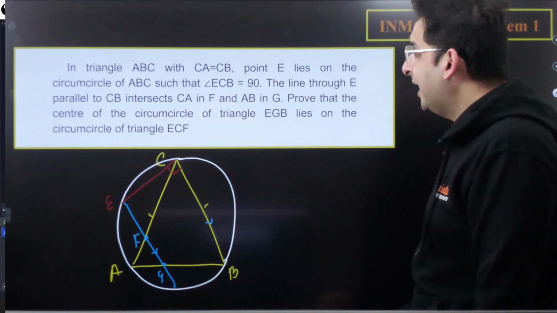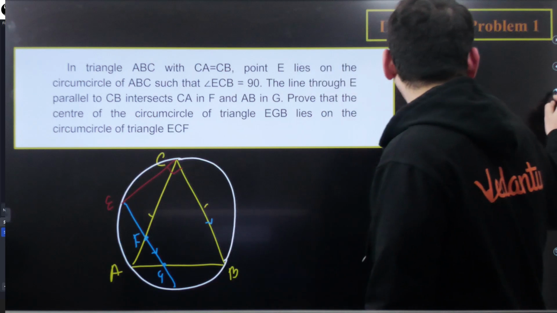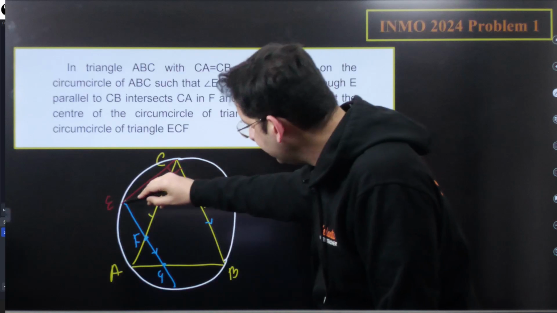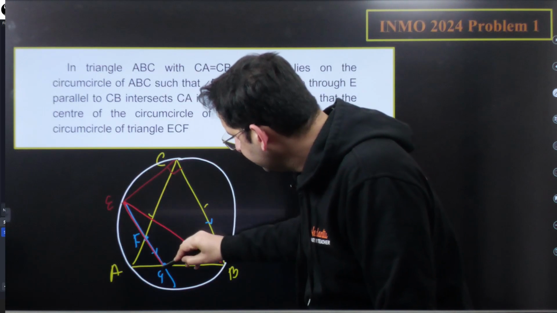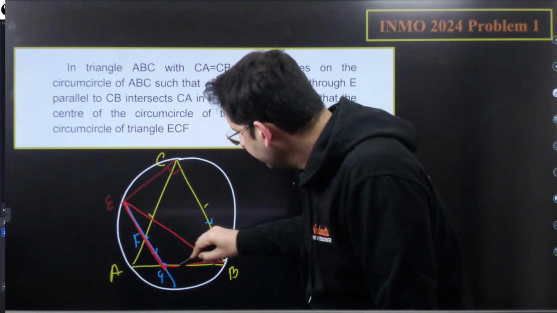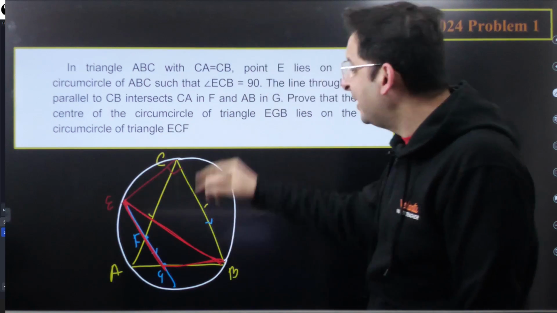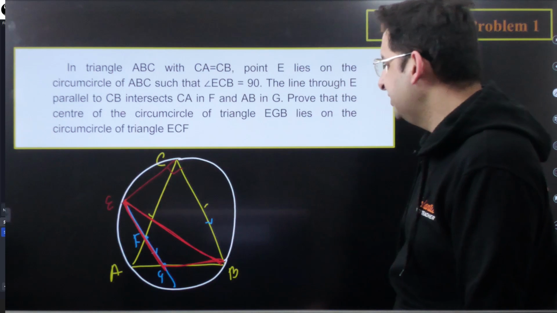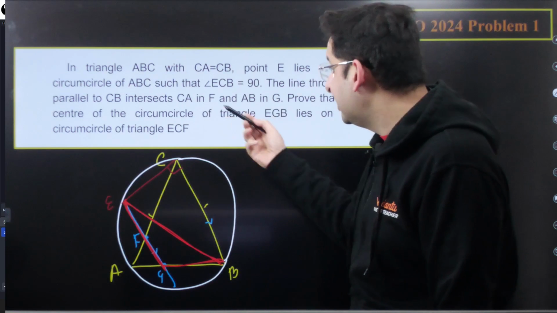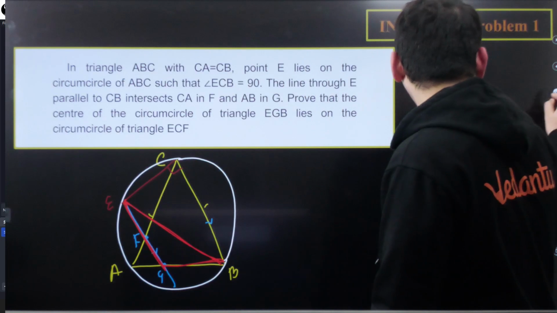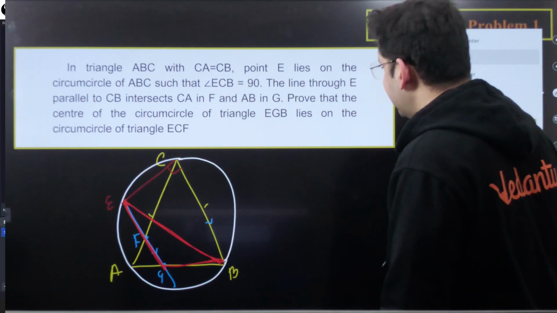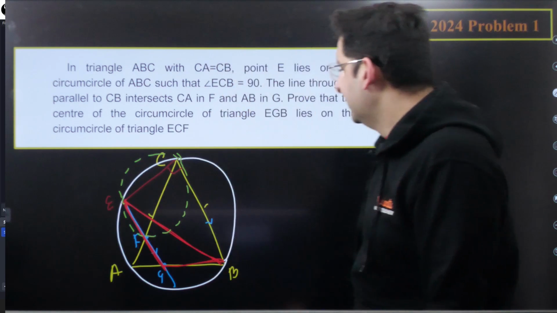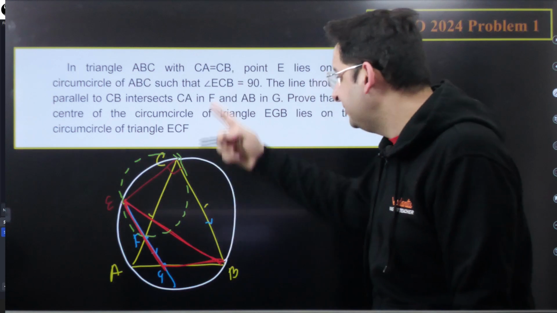Okay. Prove that the circumcenter of triangle EGB lies on the circumcircle of triangle ECF. If we look at the circumcircle of EGB, EGB is this triangle. Of course, there is going to be a circle which passes through these 3 points E, G, B, and its center, basically the circumcenter of triangle EGB, lies on the circumcircle of triangle ECF. The circumcircle of ECF is going to be something like this. So basically, the circumcenter of EGB lies on this.